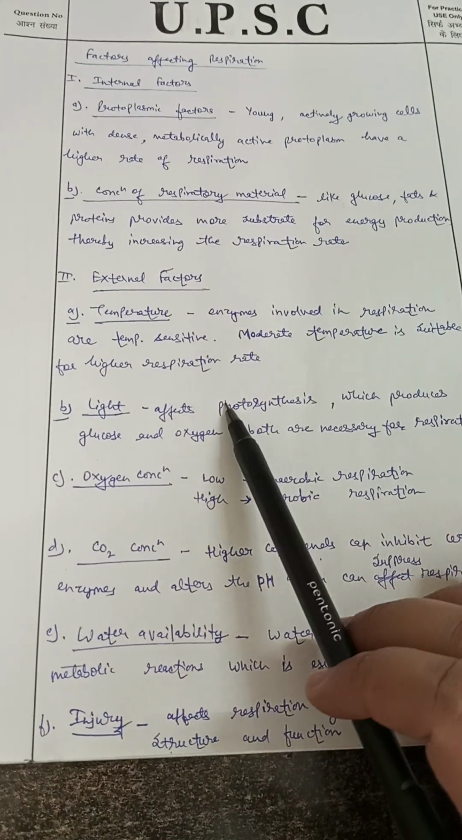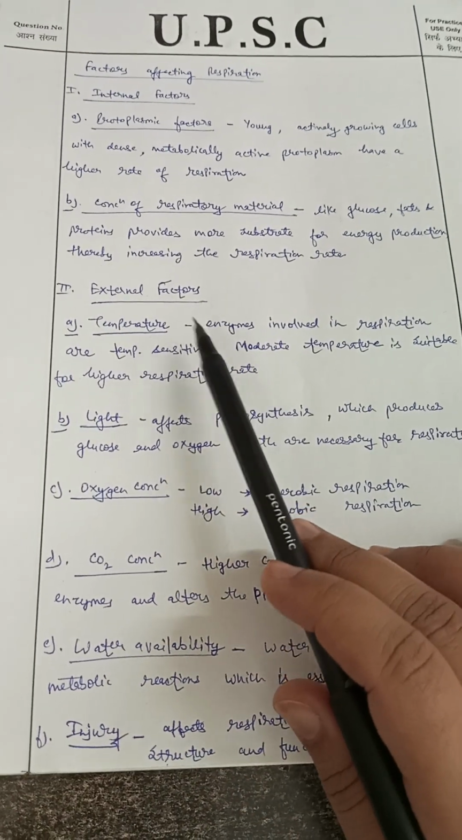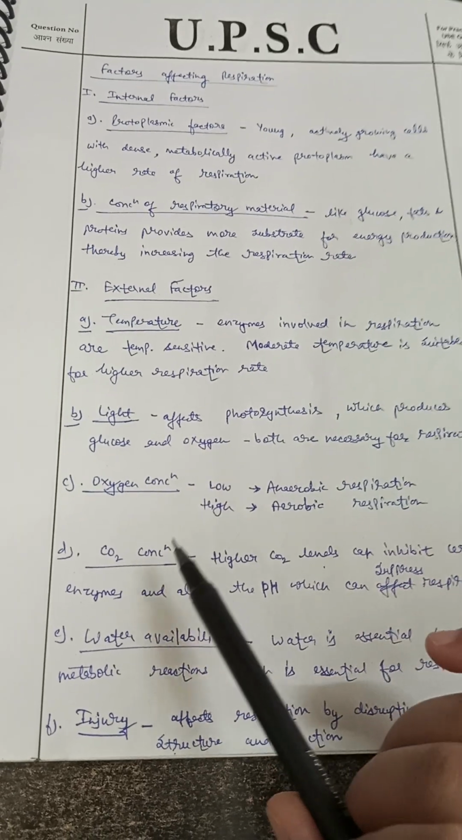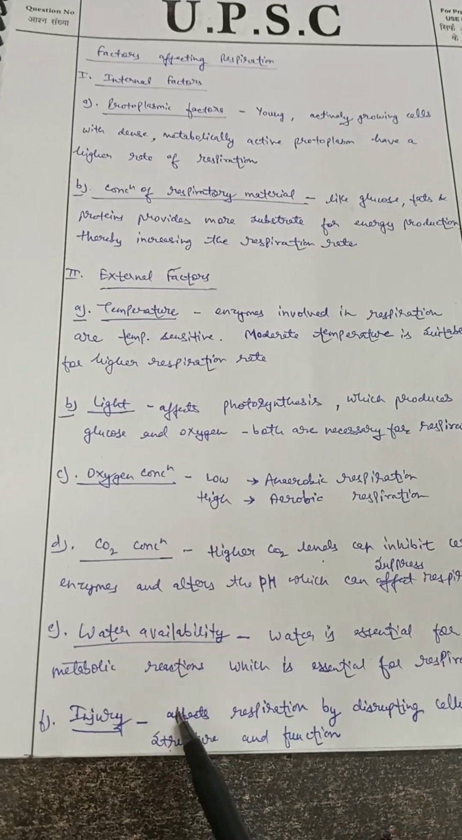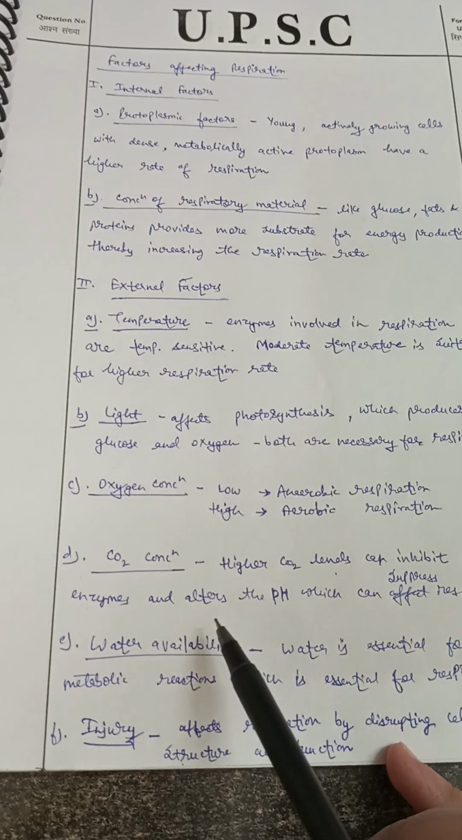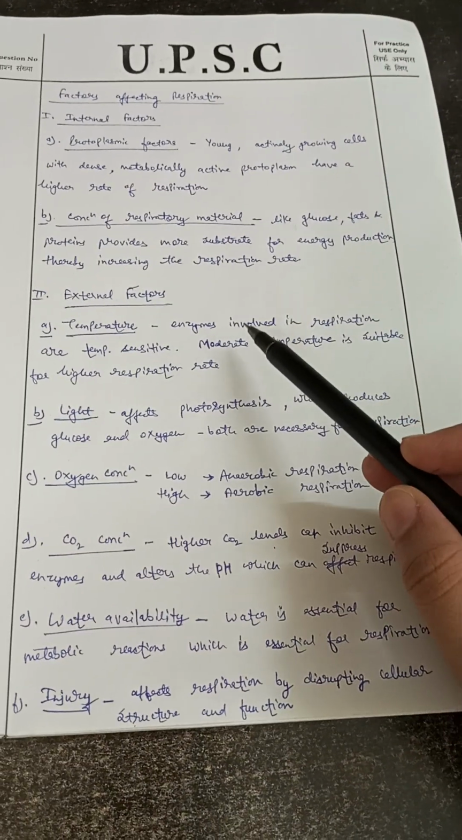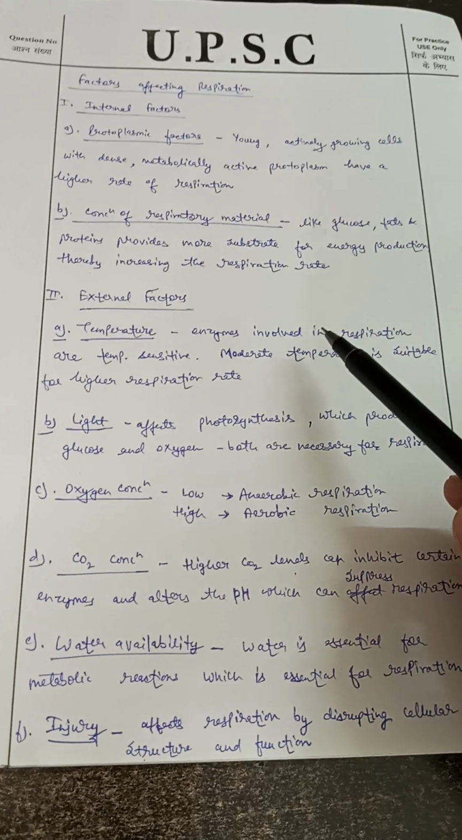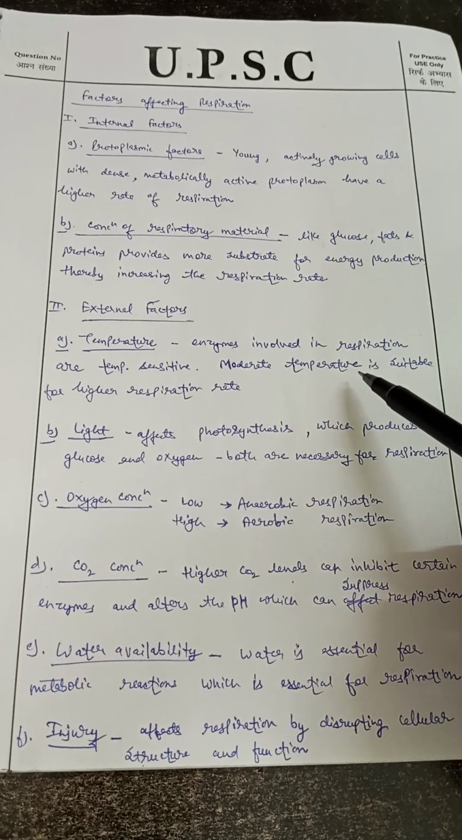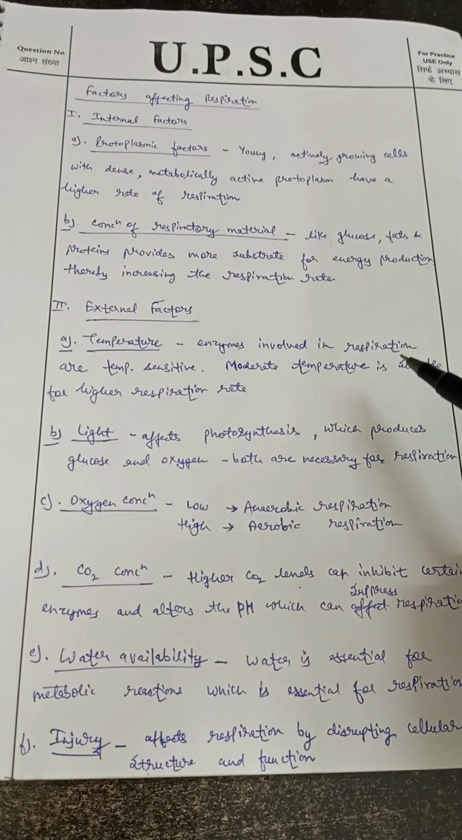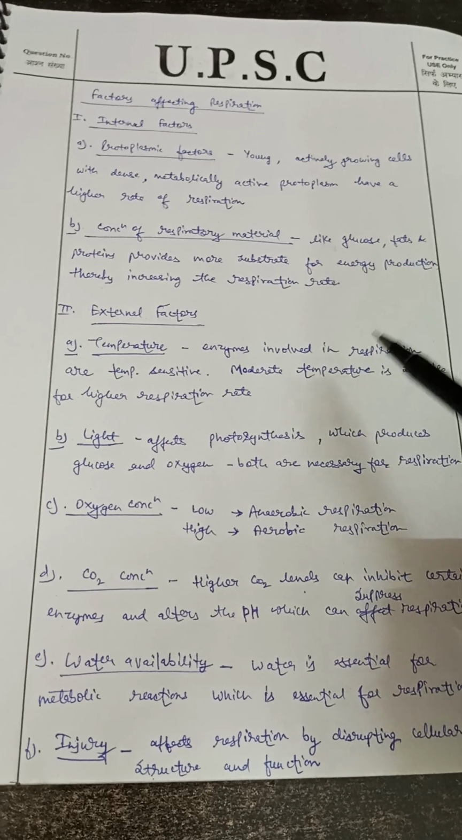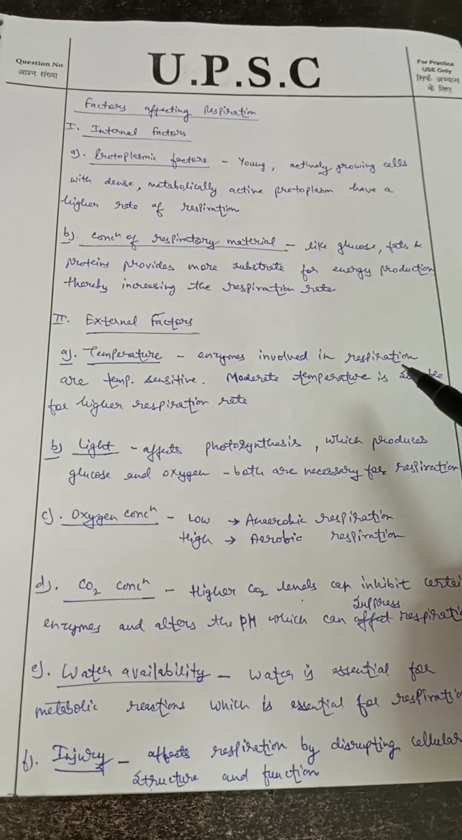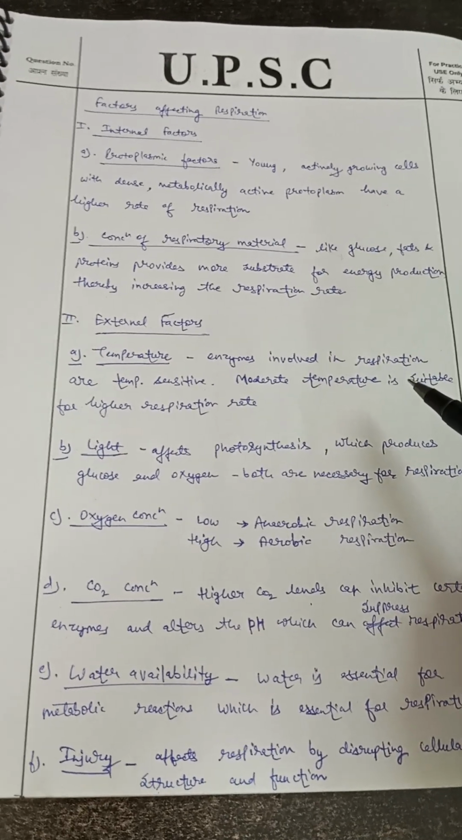Now second is external factors. External factors include temperature, light, oxygen concentration, CO2 concentration, water availability and injuries. So first is temperature. The enzymes involved in respiration are temperature sensitive. So moderate temperature is suitable for a higher respiration rate, because higher temperature will inactivate the enzymes while lower temperature will reduce the activity of enzymes.